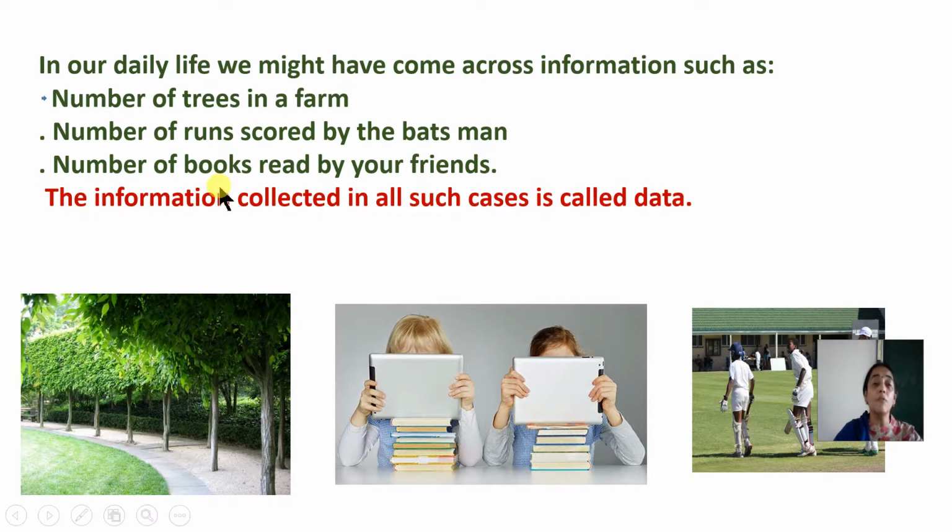Number of books read by your friends. Now you have got so many friends, isn't it? You have got 5 friends, 6 friends, and how many books each of them has read. Someone has read 10 books, someone has read 15 books, someone has read 100 books, and that information which you collect is called data. Now this data collected can be represented in the form of a graph.